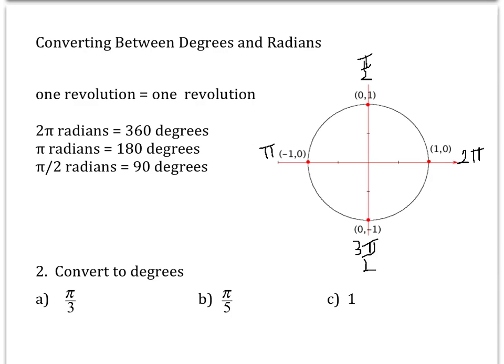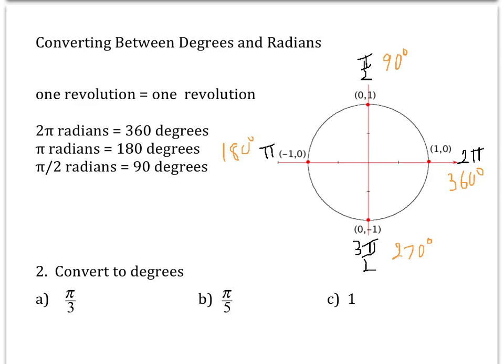Whereas with degrees, now there's 360 degrees in one revolution. So if you go a quarter of the way around, that would be 90 degrees. Halfway around would be 180 degrees. And 3/4 the way around would be 270 degrees. All the way around is 360 degrees.